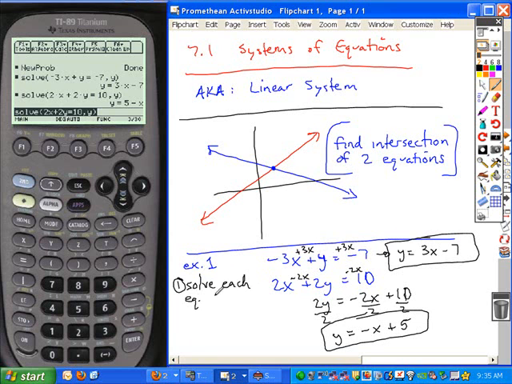Solve each equation for y. Step 2 is then you're going to enter those equations in the y editor.